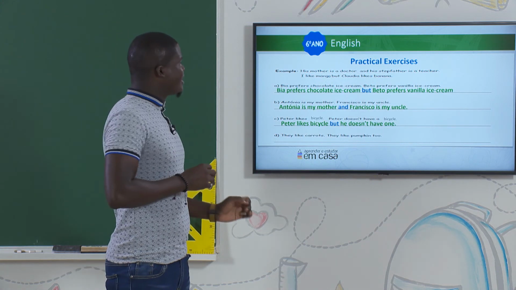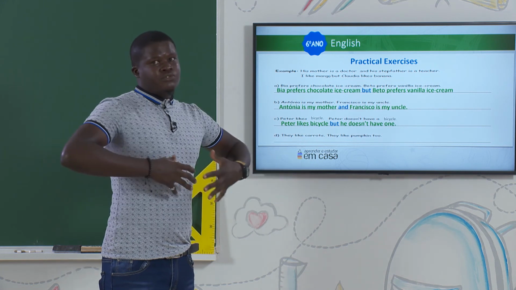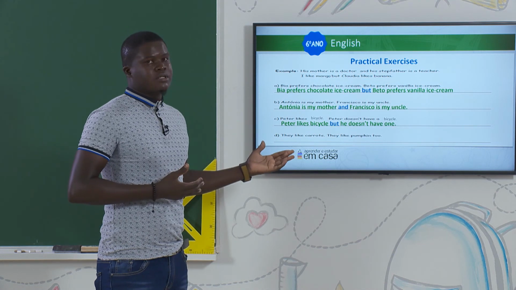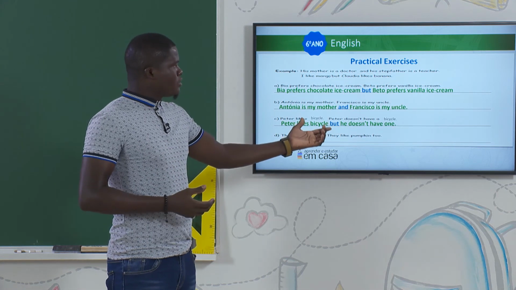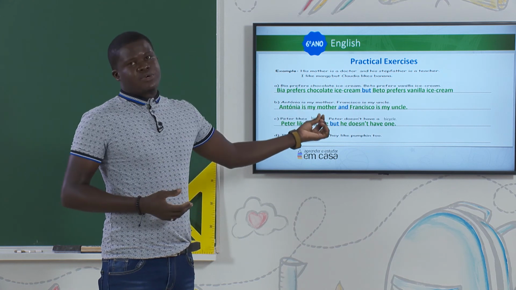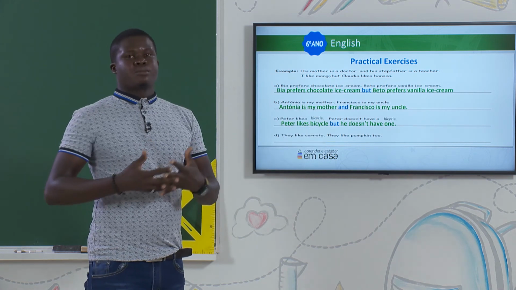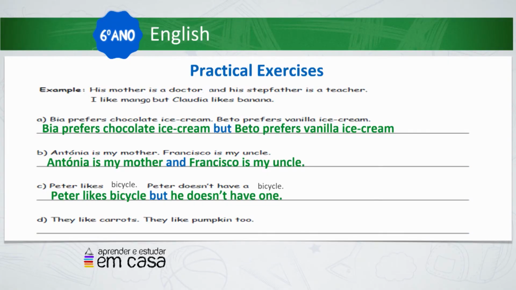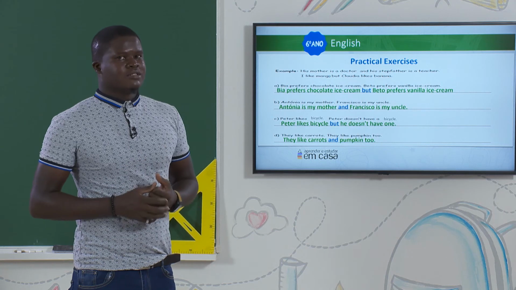Here we replaced the name Peter to his pronoun he, because we know that we are talking about Peter. The same thing with the bicycle that we replaced to the pronoun one, because we know we are talking about bicycle. So we don't need to repeat, okay? Great. The last one. They like carrots. They like pumpkin too. So here we have the answer. They like carrots and pumpkin too. Okay? Good.